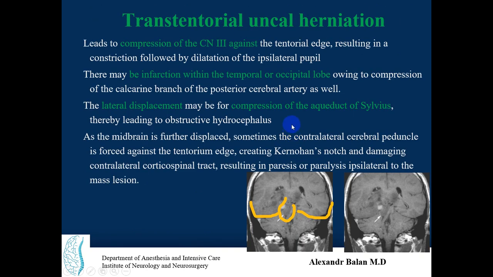Transtentorial uncal herniation leads to compression of cranial nerve 3, resulting in constriction followed by dilatation of the ipsilateral pupil. So this one is the tentorium, and herniation of the structure through this tentorium is called transtentorial uncal herniation. On the left side of the brain you see a normal-looking structure, and on this side you see tissues going downward and herniating from the compression.